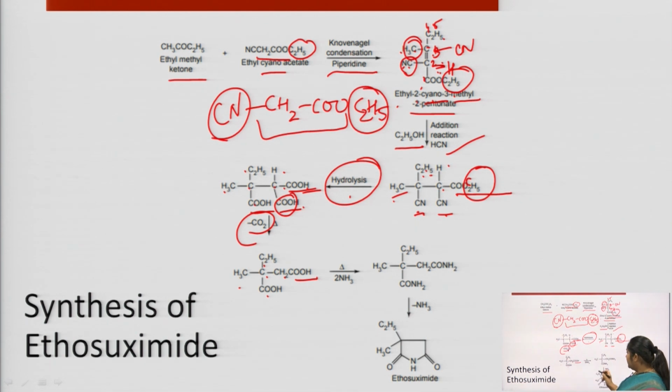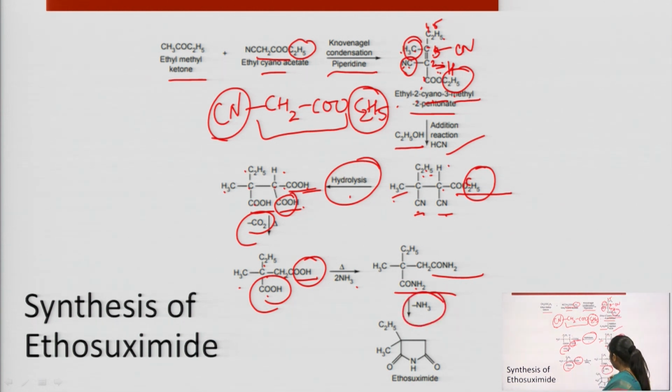By heating with ammonia, this carboxylic group has been converted into amide, and this carboxylic group has also been converted into amide. Apart from COOH, now it is CONH2, CONH2. After the removal of NH3, at this position we have 1, 2, 3, 4 and 5. We have removed this nitrogen, and after the removal of this NH3, cyclization occurs and there is a formation of ethosuximide.